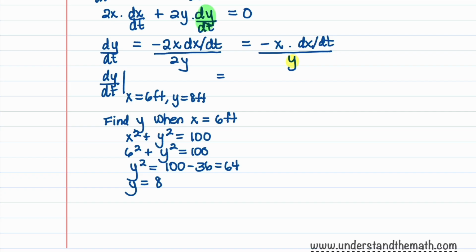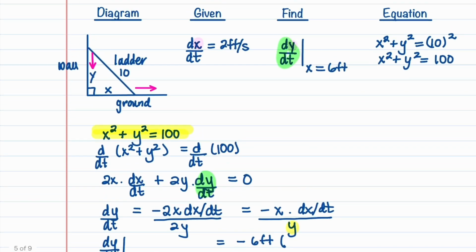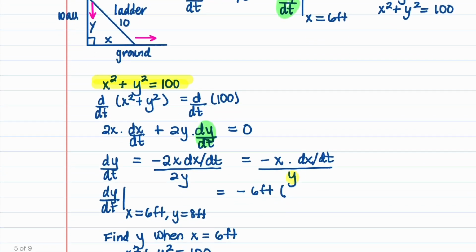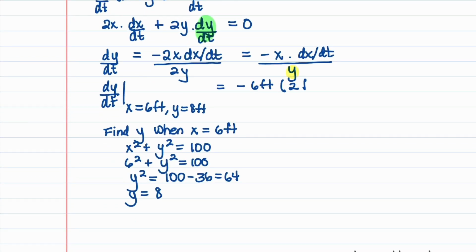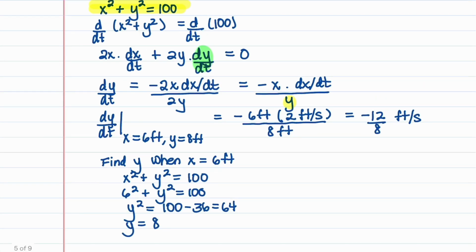And we can plug this in. So we have a minus x, so that's a minus 6 feet, times dx/dt. We have to go back up. That is 2 feet per second, so we'll plug in 2 feet per second. And then we're going to divide this by y, which is 8 feet. This gives us a minus 12 over 8 feet per second. We can divide both of these by 4, so we end up with minus 3 over 2 feet per second.